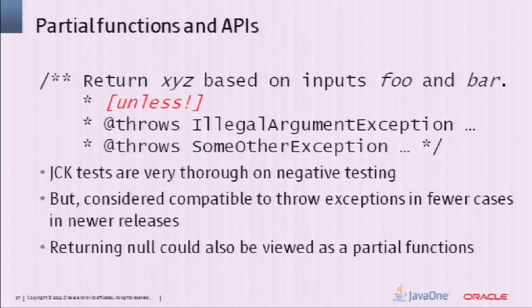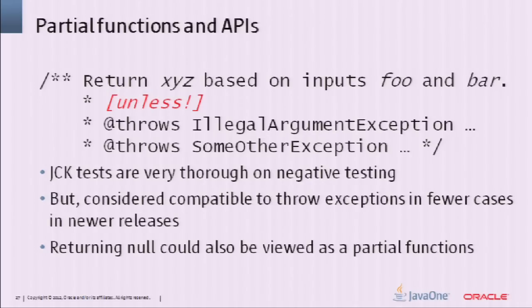So this might seem fairly esoteric, talking about partial functions and adding values, but there is actually some relevance to doing things in Java APIs. We actually see what amount to partial functions all the time. So you have an API in the JavaDoc. It says it returns XYZ based on the inputs unless these other conditions occur. And then you get exceptions.